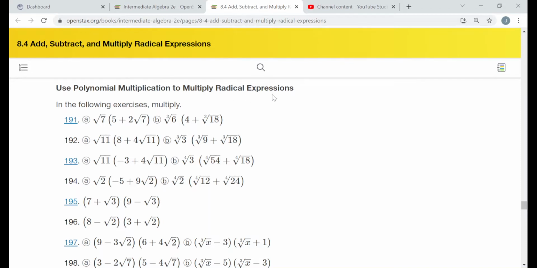I also have timestamps in the description of the video for each of these. So in the timestamps, example 1 will start exercise 192, example 2 will start exercise 194, and so on, for all the even numbered examples. So if you'd like to look at a specific question, you can just go to that particular timestamp.